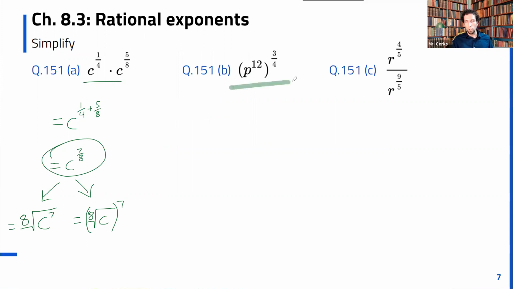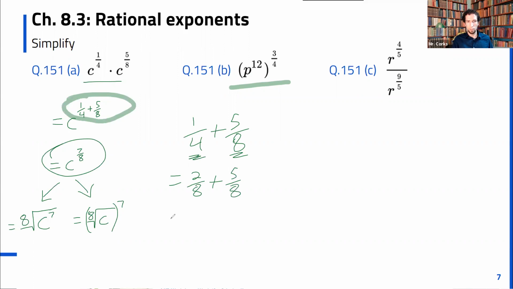Okay, so here, Professor, C to the 7 over 8. How did you bring this from here? Yes, how? 1 over 4 plus 5 over 8. If we are adding fractions, we make the denominators, the bottom numbers, the same. So 2 over 8 plus 5 over 8, and then we add the top numbers, 7 over 8. Thank you. You're welcome.